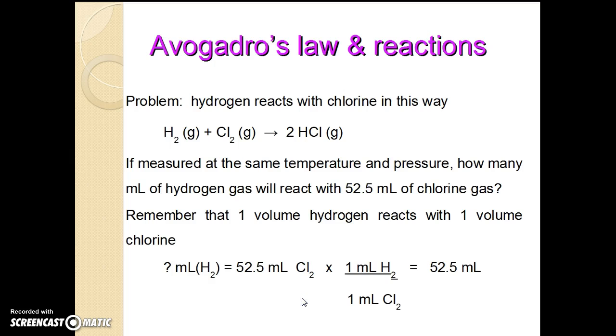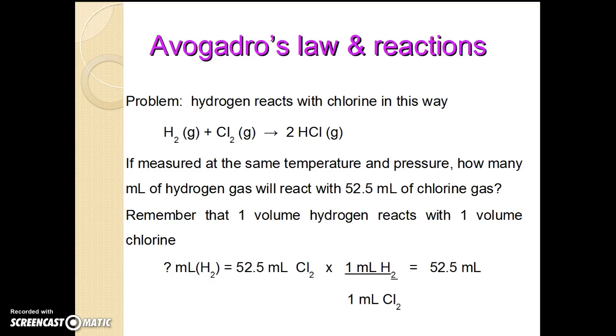Let's give a problem. Hydrogen reacts with chlorine in this way: 1 mole of hydrogen reacts with 1 mole of chlorine to form 2 moles of hydrogen chloride gas. Now, we have to remember that if it's at the same temperature and pressure, the mole ratio and the volume ratio are the same. So the problem is, if measured at the same temperature and pressure, how many milliliters of hydrogen gas will react with 52.5 milliliters of chlorine gas?